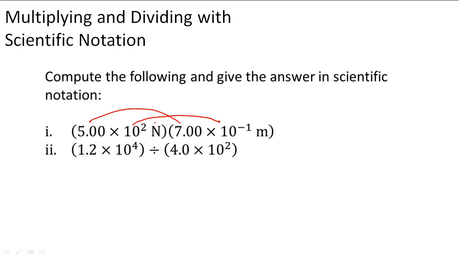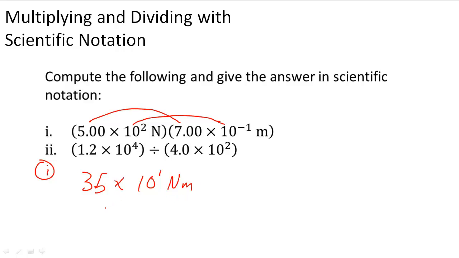numbers 10 to whatever power it is by the other number 10 to whatever power it is. So when we multiply 5 times 7, we get 35 here, and then when we multiply 10 to the 2nd times this 10 to the negative 1 power, what we do is add the exponents. When I add 2 plus negative 1, I get 10 to the first power, Newton meters.